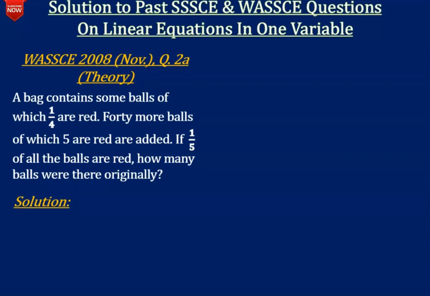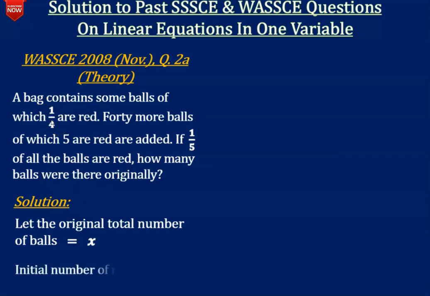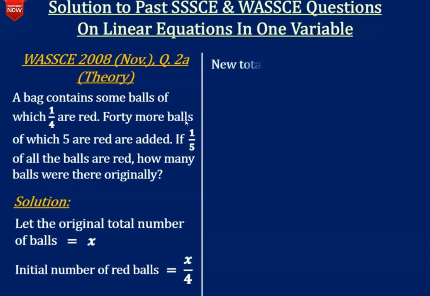The unknown quantity here is the number of balls. Therefore, let's use x to represent the original total number of balls. This means that the initial number of red balls in the bag would be 1/4 of x, which is x over 4. If 40 more balls are added, then the new total number of balls in the bag would be x plus 40.